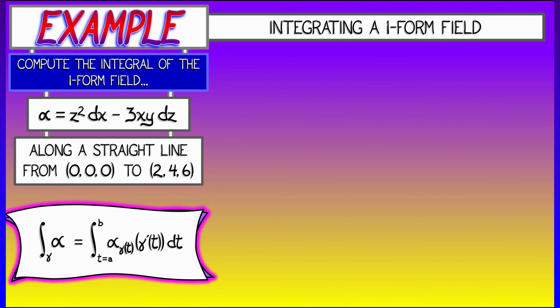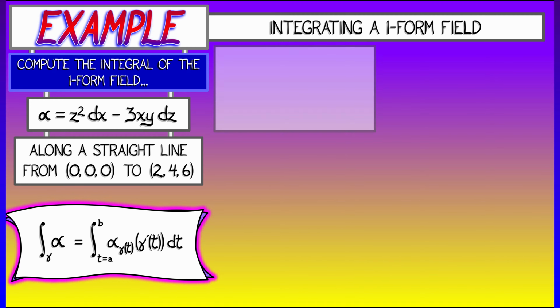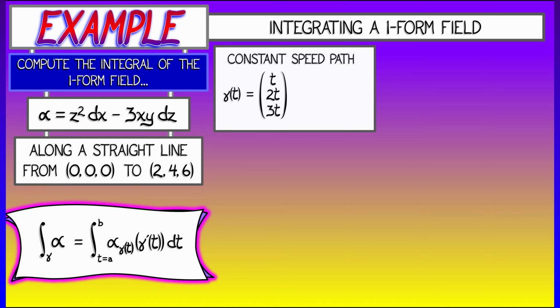The integral of alpha over this path can be accomplished using an explicit parameterization, gamma of t. So what would you pick for such a straight line path? Well, I think you would probably pick the constant speed path given by gamma of t is (t, 2t, 3t). Those are the x, y, and z coordinates, and t is going to go from 0 to 2. Always be explicit in the bounds on your parameters.